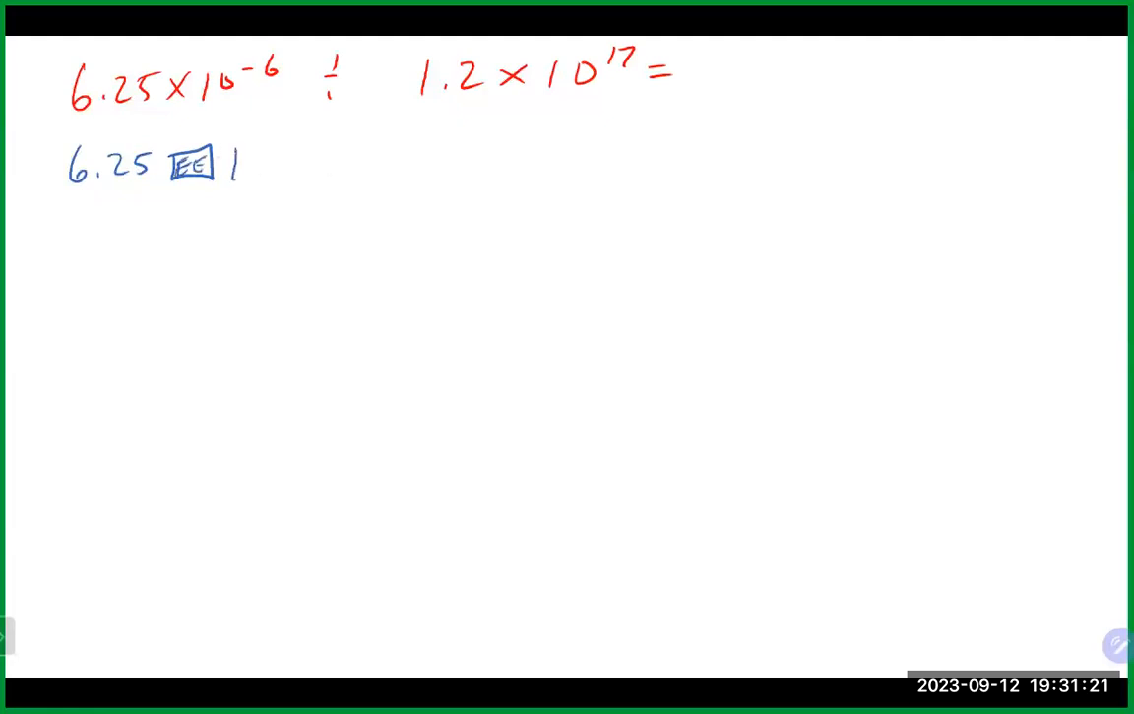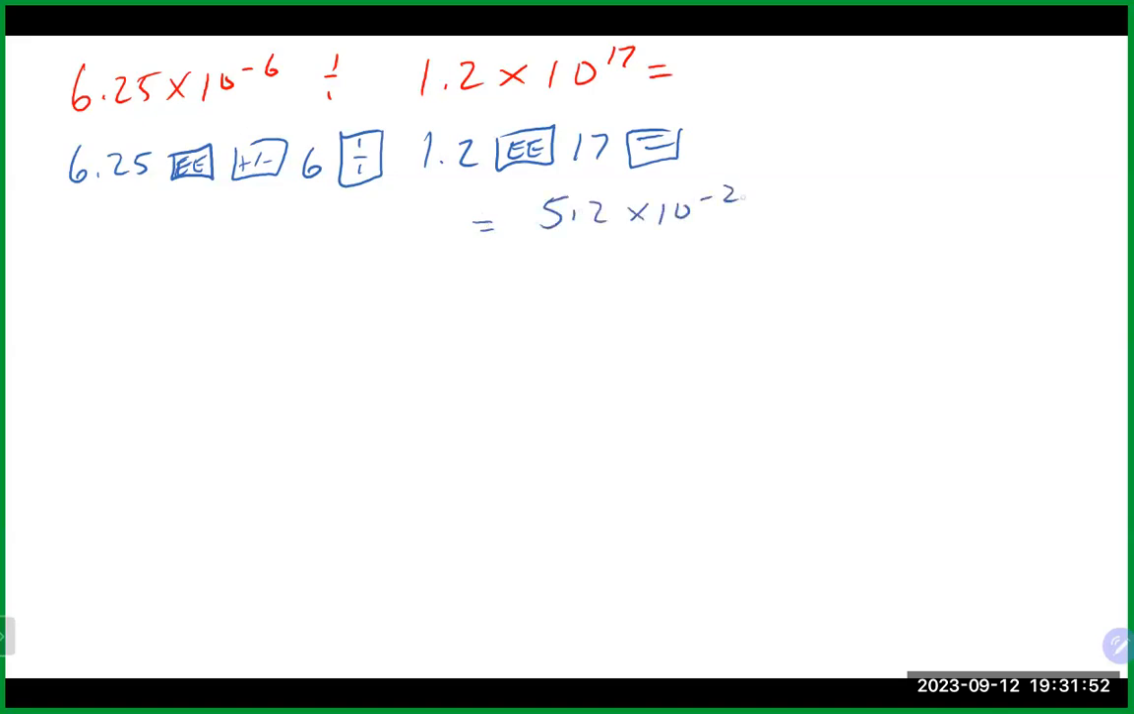You then hit your negative button and 6, then your divide button, your 1.2, once again your exponent button, and just 17 in this case, and probably the equals button would be good as well. Once again, you don't see me doing any extra multiplication button or anything like that. So if we do this, we will end up with a number of something like 5.2 times 10 to the minus 23.